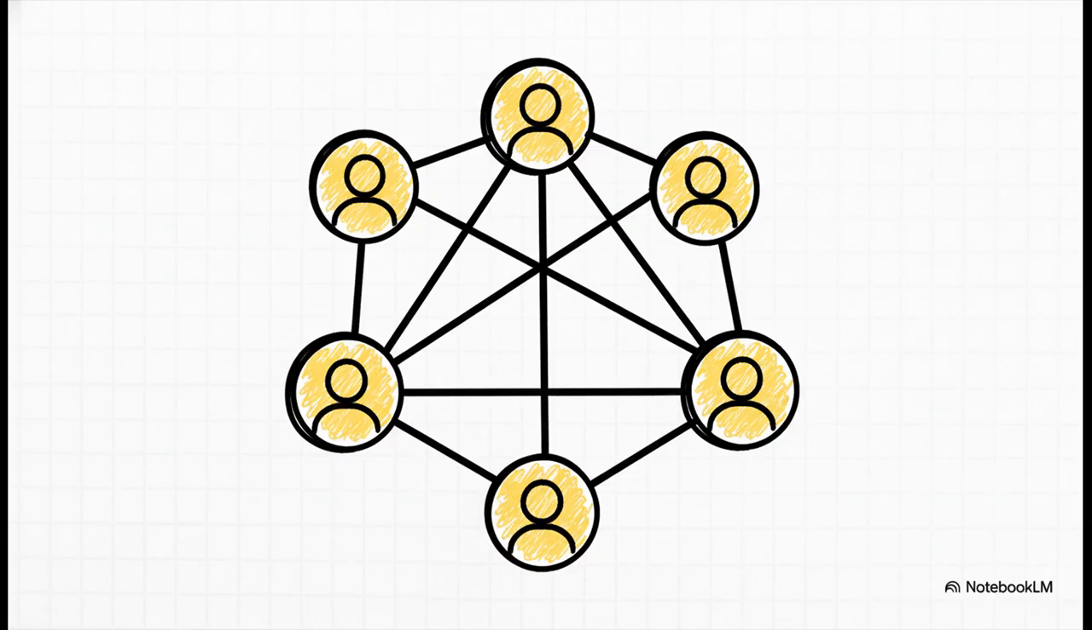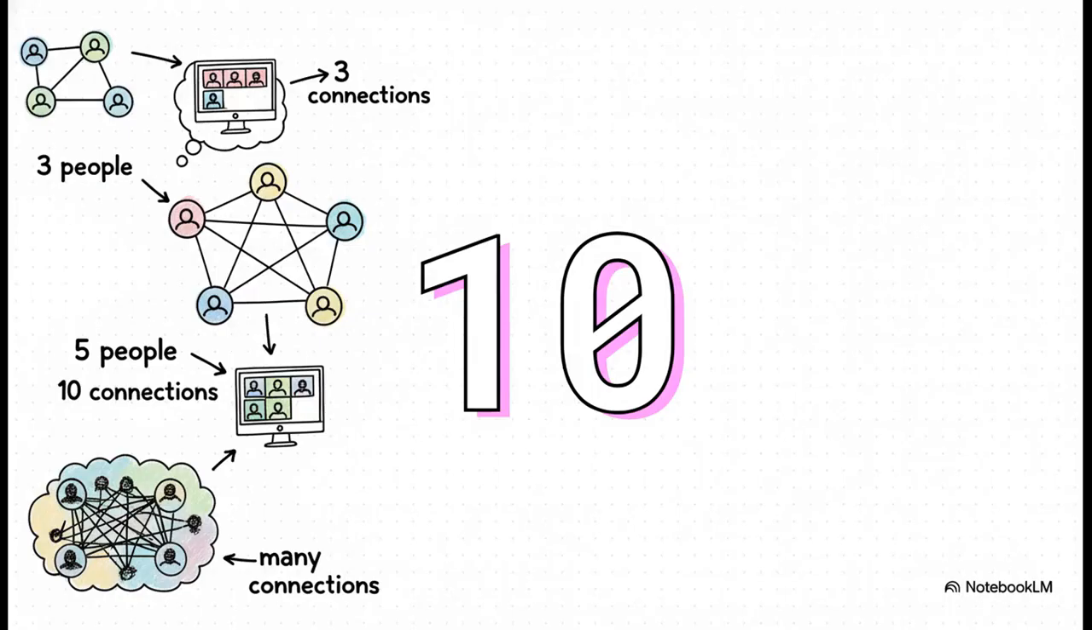The rule was simple. Every single person on the call has to create a direct P2P connection with every other person on the call. You can probably already see how this is going to get out of hand. It becomes a tangled web of connections real fast. And this is where the math just kills the idea.